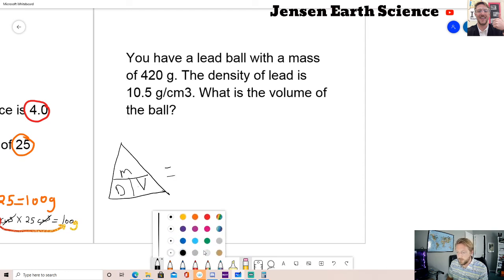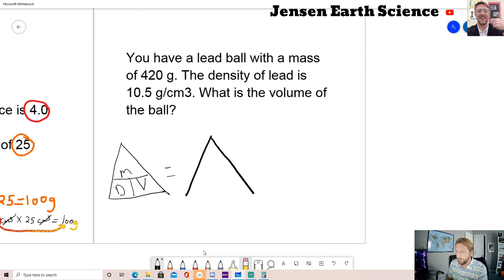So then I like to, instead of doing the whole formula, I like to do a density triangle to fill out. And now I could read my question and plug in what I have. So you have a lead ball with a mass of 420 grams. So I'll circle that. I know it's grams because in the metric system, mass is calculated in grams. So here I will put 420. The density of the lead is 10.5 grams per centimeter cubed.